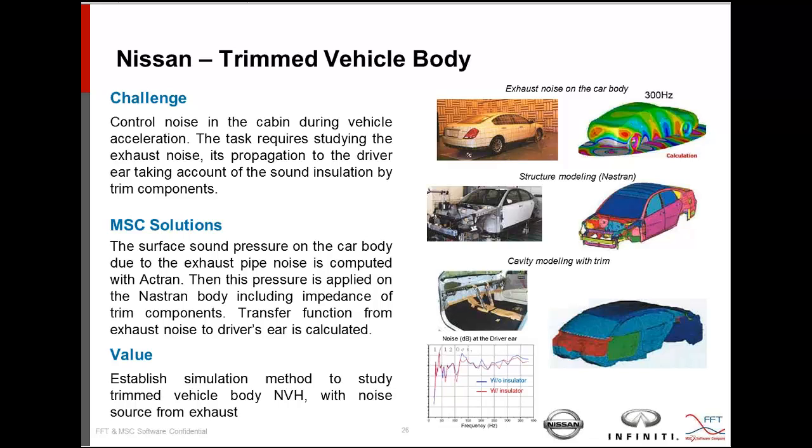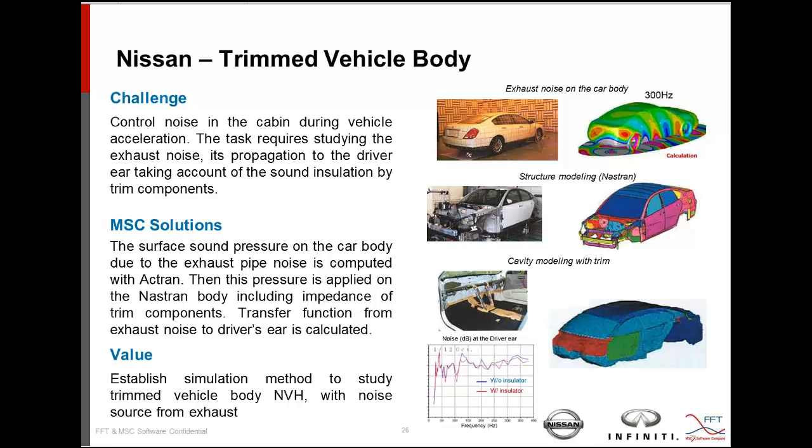So now, an industrial case. This comes from Nissan. It's a trimmed vehicle body. First, Actran is used for computing the noise emitted by the exhaust. Then, the acoustic pressure on the car body is applied on the structural model, which is in this case modeled in Actran. And trim components are taken into account for predicting the noise that could be heard by the driver. In this case, the noise source is the exhaust, but it could also be the vibrations of the car body.